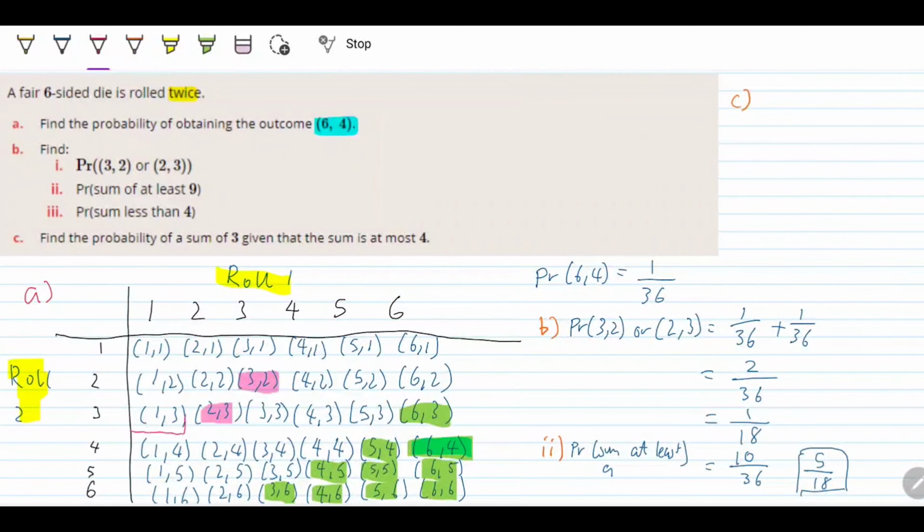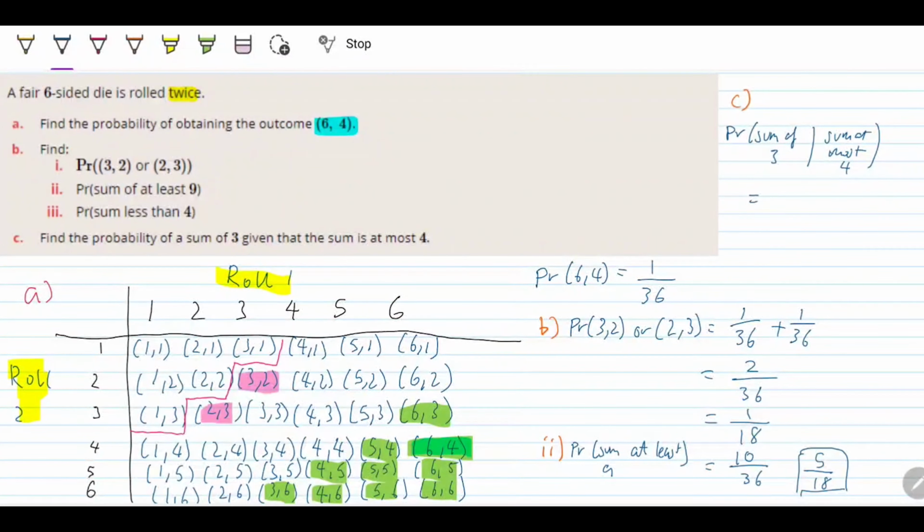Let's isolate everything that is at most 4. So that means it will be all the numbers between here, everything on top of this section. So we've got 1,1, 2,1, 3,1, 1,2, 2,2, and 1,3. So once again, we're looking for the probability of a sum of 3, given that the sum is at most 4.